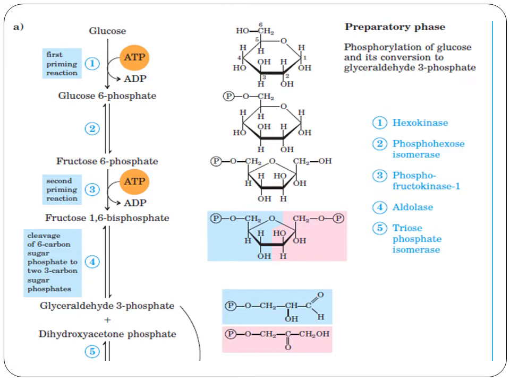Again we can revise: glucose converting to glucose 6-phosphate, glucose 6-phosphate converting to fructose 6-phosphate, fructose 6-phosphate converting to fructose 1,6-bisphosphate, and then fructose 1,6-bisphosphate splitting into two products, glyceraldehyde 3-phosphate and dihydroxyacetone phosphate.